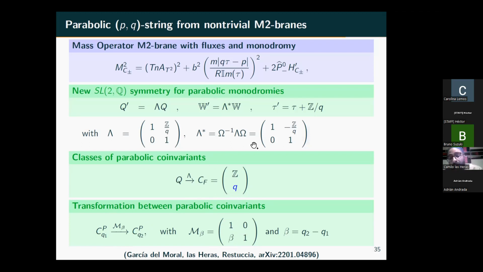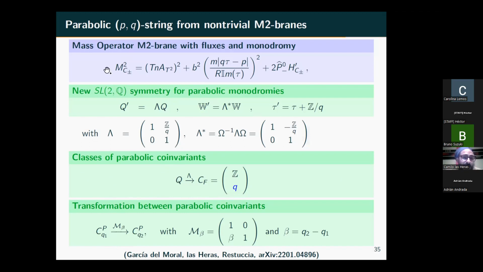So by doing this, we can say that we have the theory formulated in terms of a particular charge, but we have a symmetry, which is a symmetry of the Hamiltonian, that can map this particular charge to the full coinvariant.